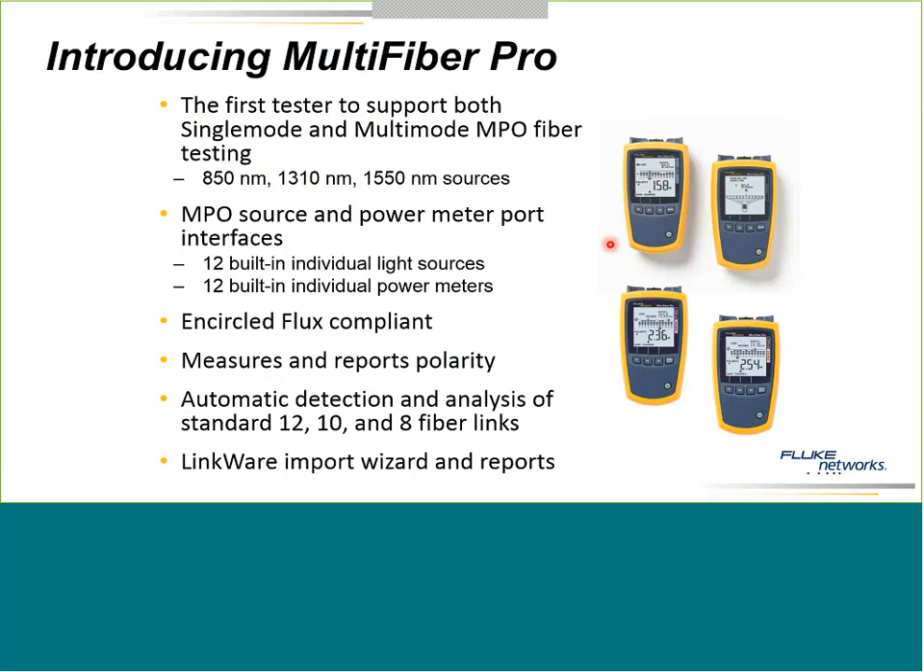Now we're going to need a source. When we're doing multi-mode, we have an 850 source. It's actually 12 sources, and it is encircled flux compliant, the multi-mode unit, for what it's worth. Now for the single mode, we have both 1550 and 1310. Now, these have 12 sources and 12 power meters, so it can be a little bit more expensive, but what it does is it saves us time.